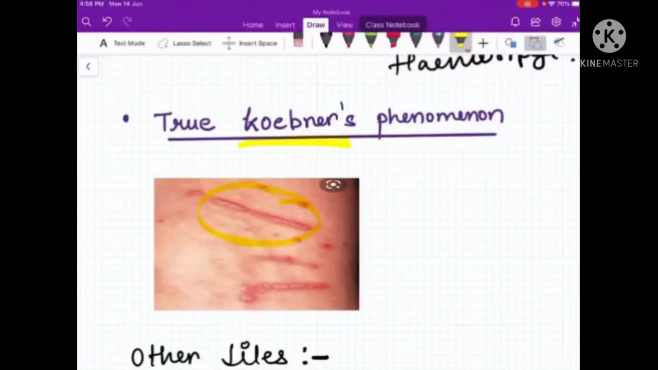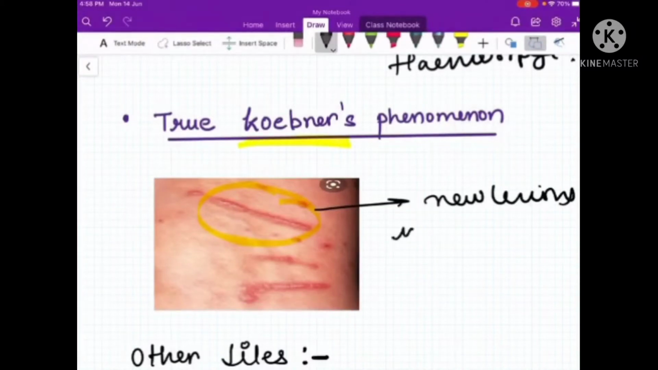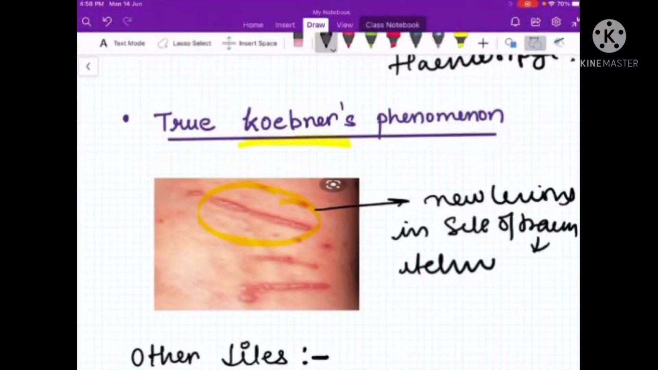What is Koebner phenomenon? When there are new lesions at the site of trauma, and here the trauma we are referring to is the itching, or it could be any trauma as for that matter. Actually, it's not itching, it is at the site of trauma.